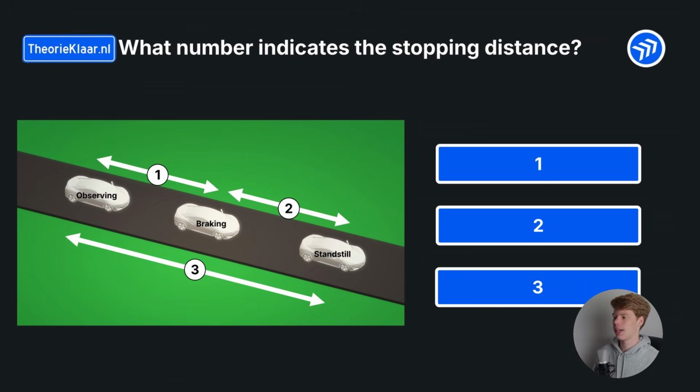What number indicates the stopping distance? The stopping distance is the reaction distance and the braking distance combined. So first, let's look at 1. You see that you need to brake and then you actually brake. That is the reaction distance. So how long does it take for you to react? At 2, your reaction is braking. So here you have the braking distance. That is the time it takes for the car to stand still from the moment that the brake is applied. So the right answer is that number 3 shows the stopping distance.